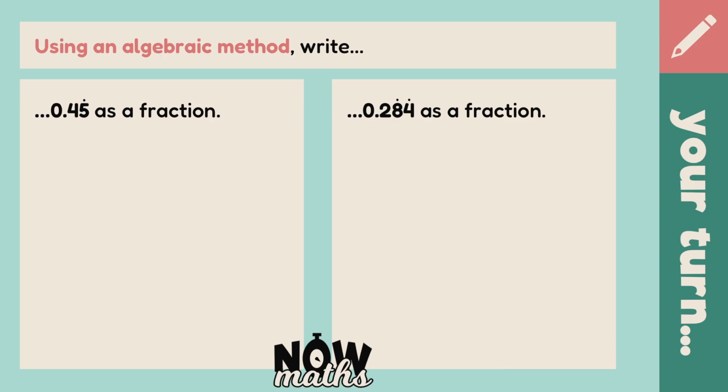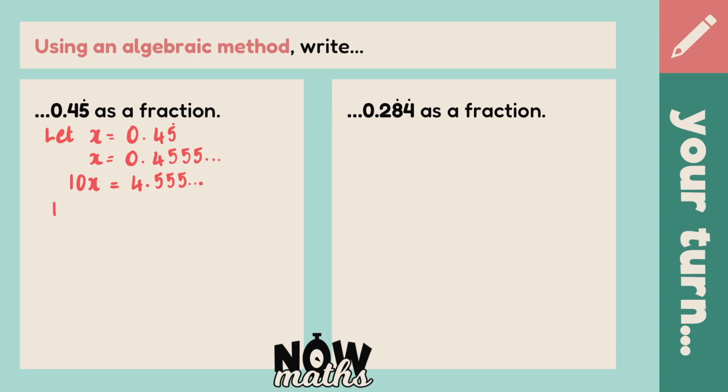So for our first question, we are going to let x equal 0.45 recurring, and if we write this out in full, just the 5 part recurs, so that looks like 0.4555 and so on. We then multiply by 10 to give us 10x, and shifting the decimal over to the left just once gives us 4.5 recurring. We need two decimals that look identical after the point, and I can see if we multiply by 10 again, we're going to get exactly this.